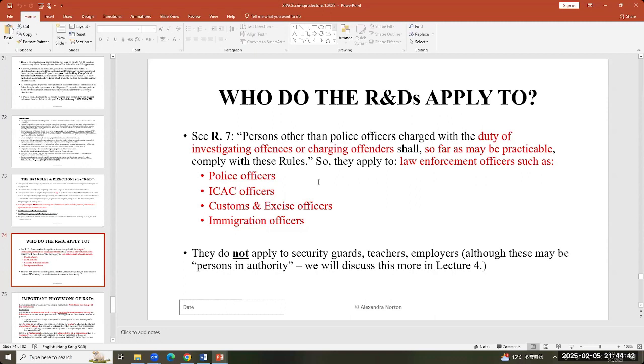But for a citizen, the rules and directions do not apply. The security guard in your building, the rules and directions do not apply. They are a privately contracted security guard. They're not a law enforcement officer.